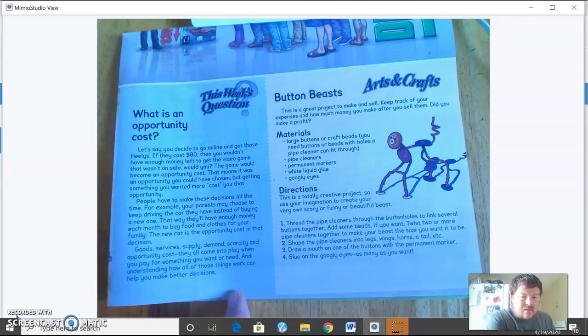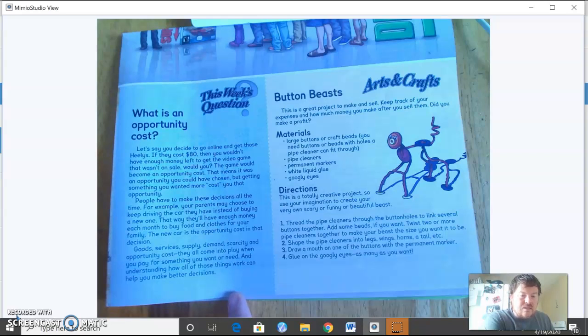People have to make these decisions all the time. For example, your parents may choose to keep driving the car they have instead of buying a new one. That way, they'll have enough money each month to buy food and clothes for your family. The new car is an opportunity cost in that decision.